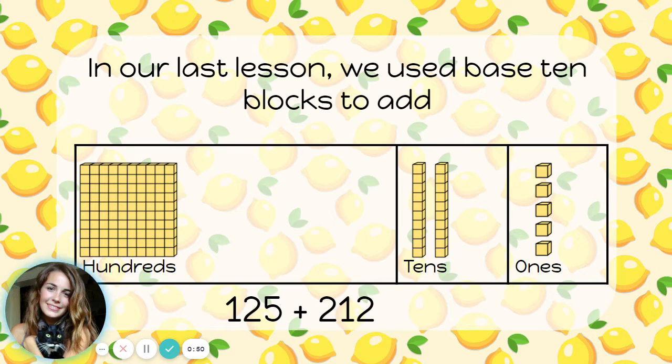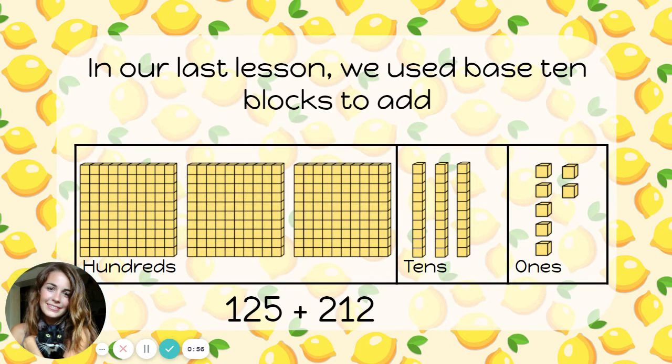So to add 212, we would need to add 2 more ones, another 10, and 2 more hundreds. And then what we ended up with was our answer. I see the number 337.